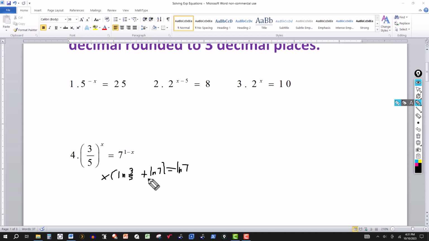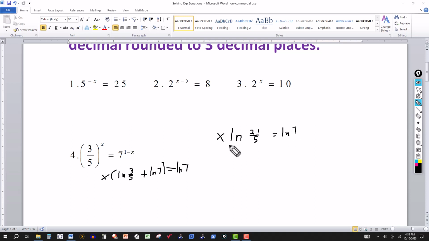Okay, now here in the parentheses on the left side, still got the x here, I got the sum of two logs, ln of 3/5 plus ln of 7. So one of the properties of logs allows me to write that as a single log. We just multiply the values. So 3/5 times 7 is 21 over 5. And this is equal to ln of 7.